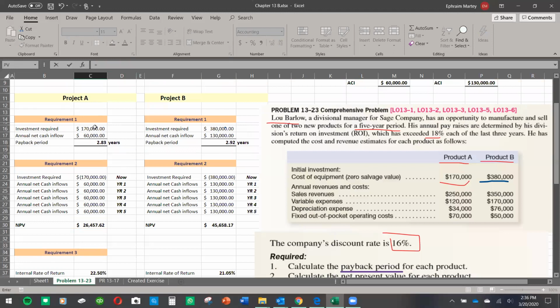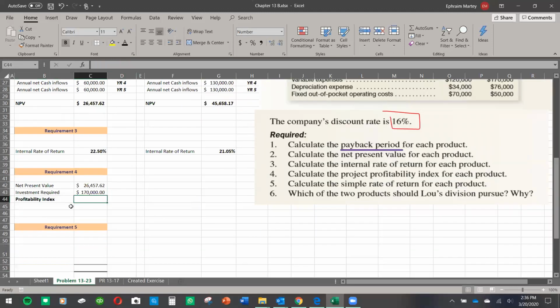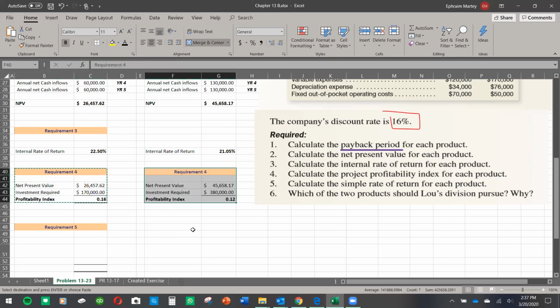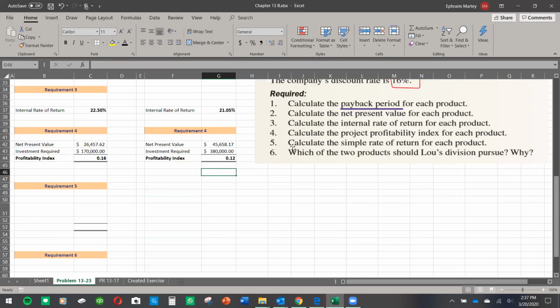What is the investment required? 170,000, and we have it here, 170,000. So we select 170,000. Then we divide net present value by the 170,000 of investment required. That gives us 0.16 here for product A. Now, let's copy and paste that for product B, and that gives us 0.12. So, based on profitability index, we know product A is likely to be accepted by Lou Ballo. Now, 5.